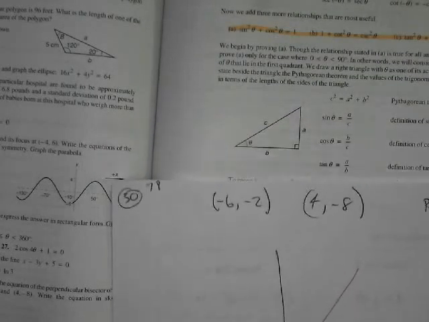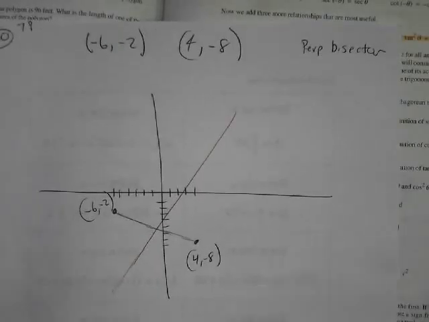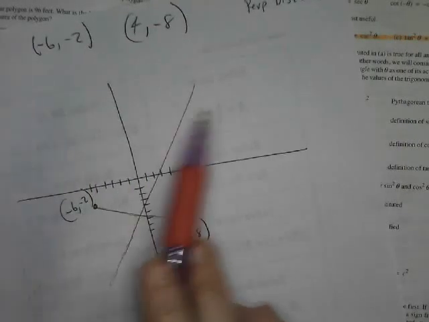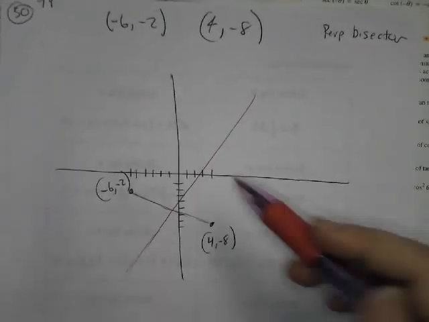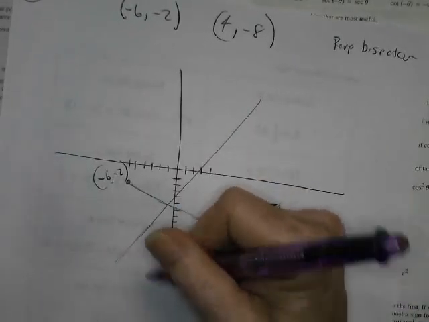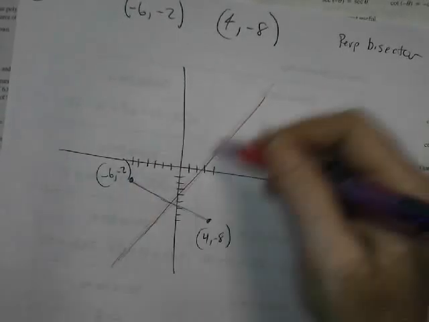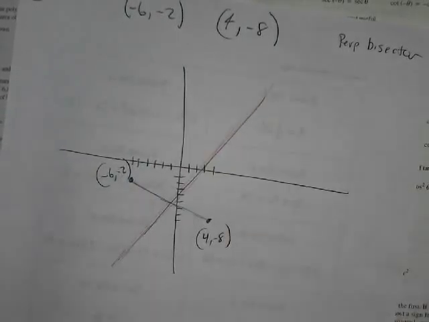Says less than number 79, number 30. So we've got to find the perpendicular bisector of the line that connects these two endpoints. So I want a line with the opposite reciprocal slope. So I'm going to do the slope of this black line.